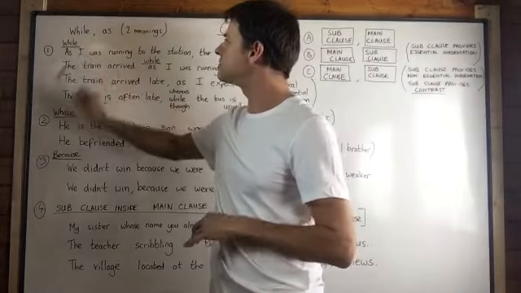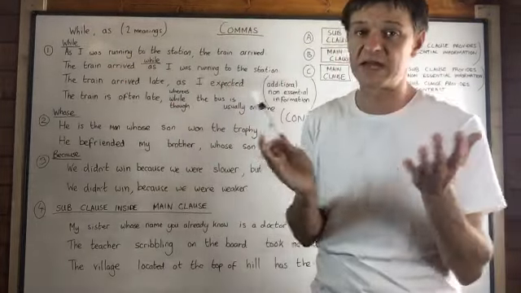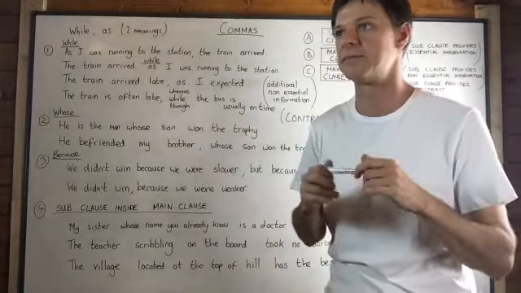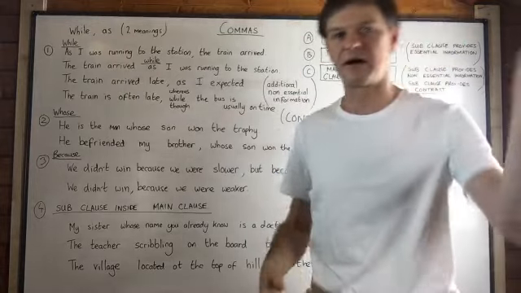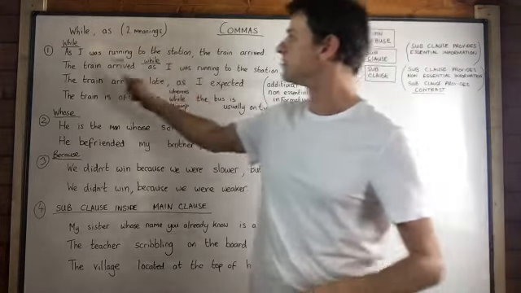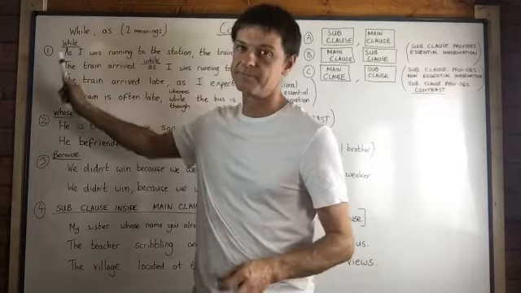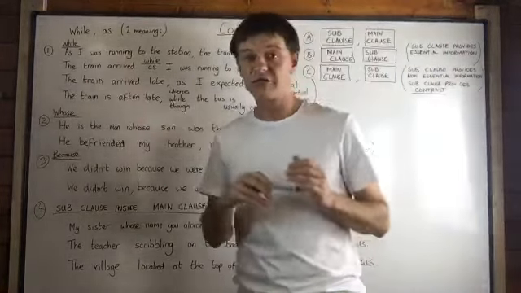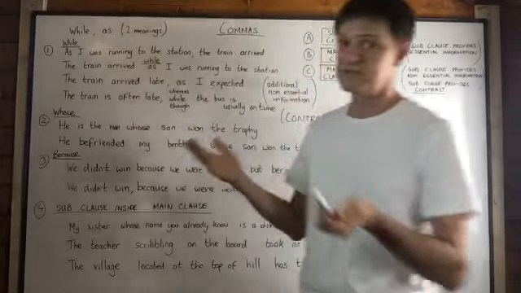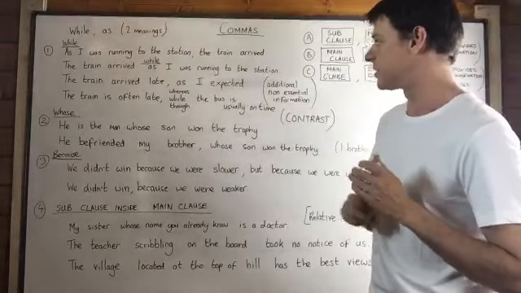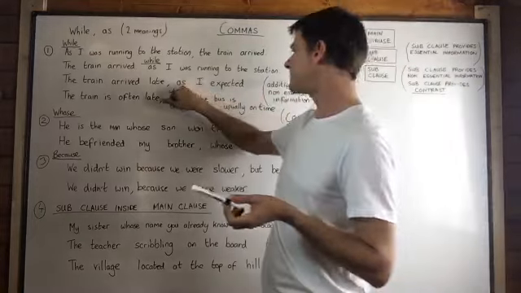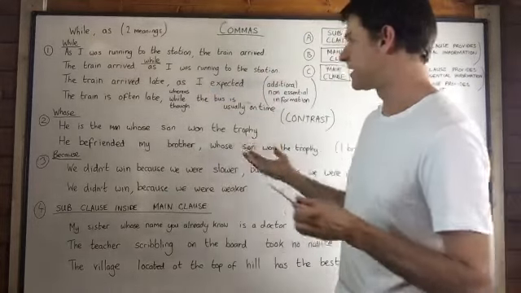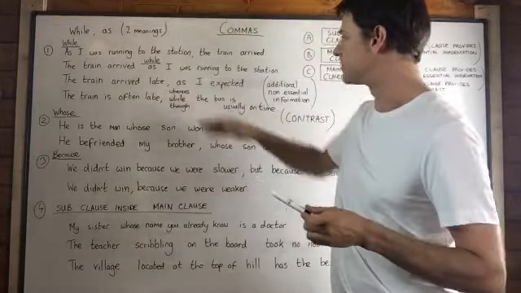So while has two meanings, and as can mean the same as while, at the same time. Yeah, he was reading his newspaper as I was reading a book. And you'll see this meaning in number 1. So it could mean at the same time, but as can also mean because, since, and as can also mean in the way that, and we'll see that in example number 3.